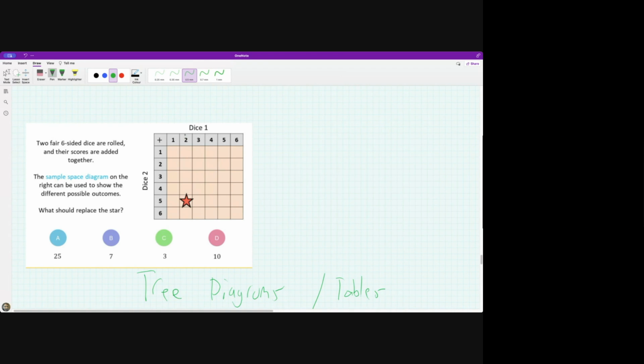Well, we know that the way we did it last time was just to add the two values together. So this should be a 7. And so the answer will be B. I think that's quite easy after the last example we did.